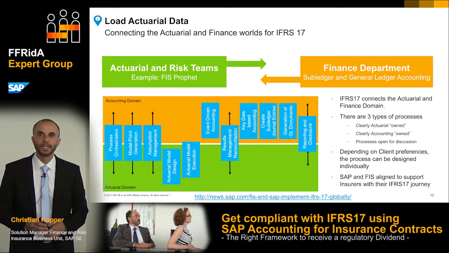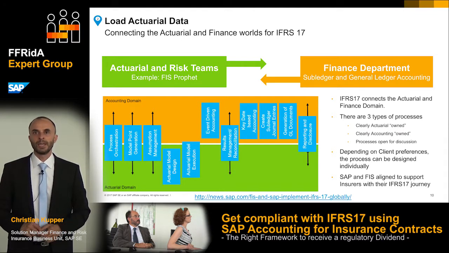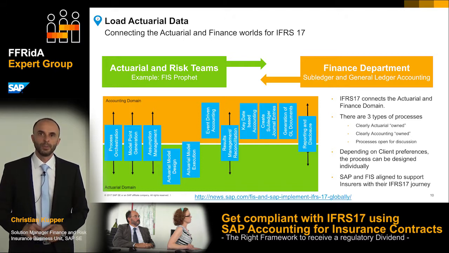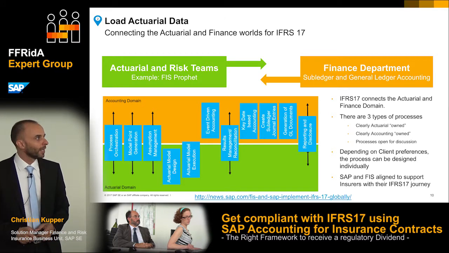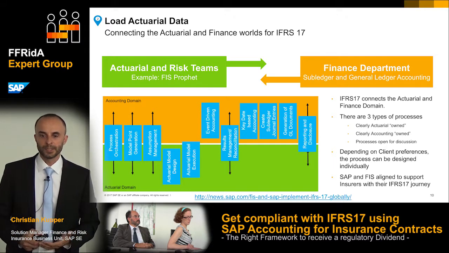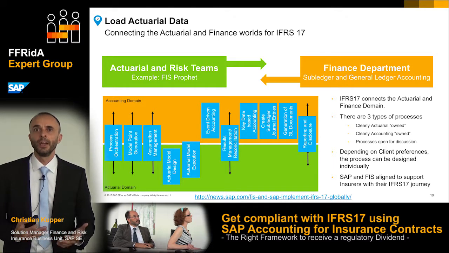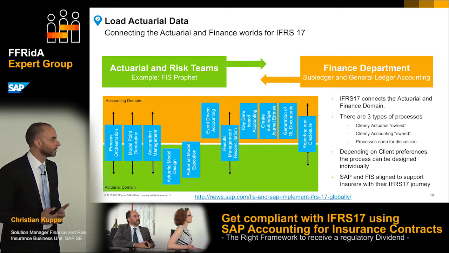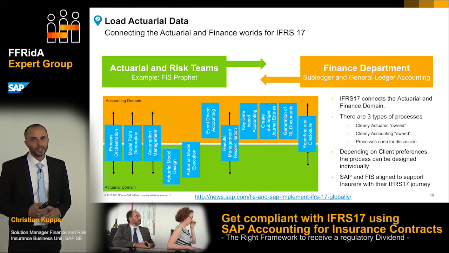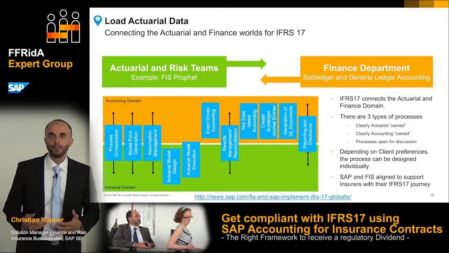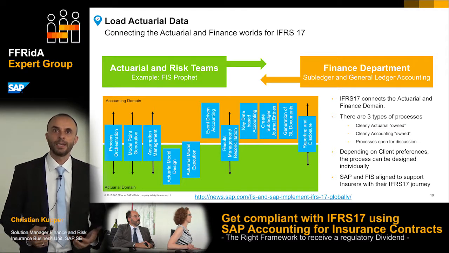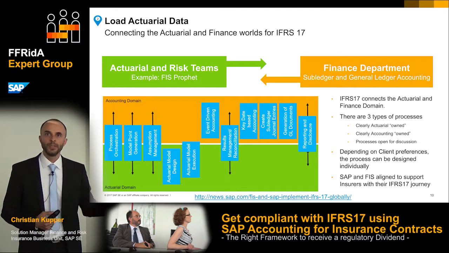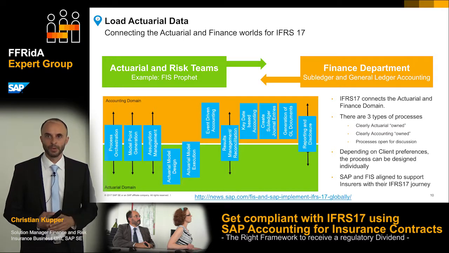On the bottom of the slide, you see our press release that was just announced some weeks ago, that we collaborate with FIS to help insurers navigate through IFRS 17. What we found out in the early discussions is that there are basically 3 types of processes, indicated on this slide. Some processes are clearly actuarial owned, like the actuarial model design and actuarial model execution. This is really the task of the actuarial side.